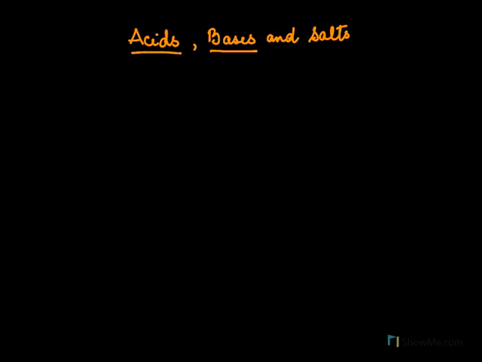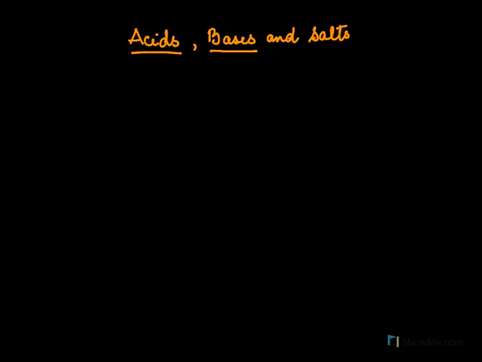Acids behave in a particular manner and bases behave differently. They have different chemical properties. We will learn that. We will also learn how to identify acids and bases, how to know if a particular solution is an acid or a base. Now there are some common acids that you have learned, like hydrochloric acid, sulfuric acid, nitric acid and acetic acid.